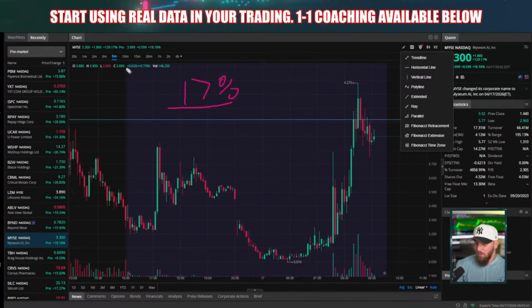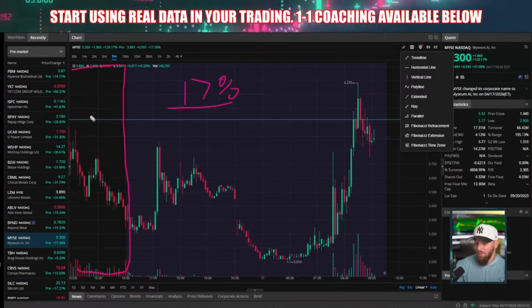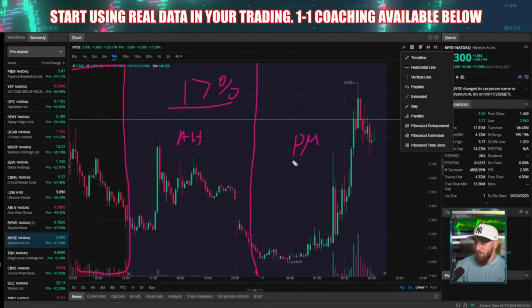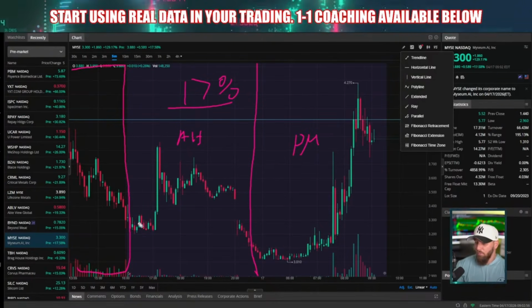The previous close is going to be this black area over here. If it's black, that means it's the previous day. This area right here, this was all after hours, so I'll put AH. And then right here, I'll put PM. This is all pre-market. So with this stock, it got a pop here in after hours.